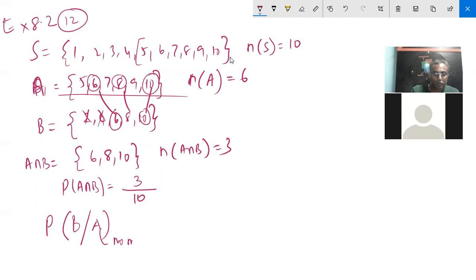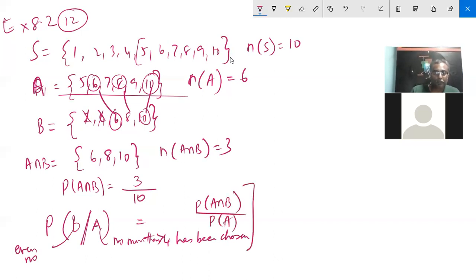Number more than 4 has been chosen. This is event A. Event B is conditional on event A. This dash means event B is conditional on event A. So already a number greater than 4 has been chosen. Now the probability of it being an even number given that already more than 4 has been chosen. Okay, that is what you are going to find out. That is equal to P of A intersection B by P of A. You remember this formula? Conditional probability formula. That's all you are going to do.